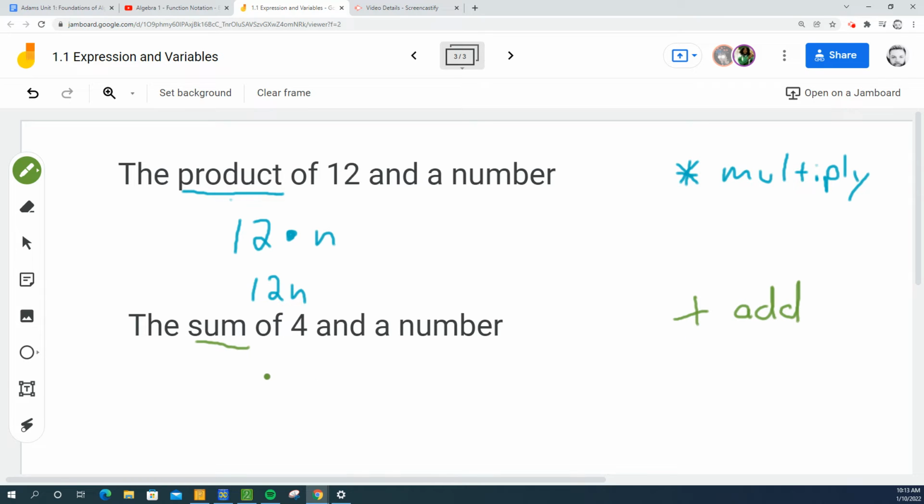So what do I write here? 4 plus a number. What's the number? Heck, I don't know. So what do I put in place of the number? A variable. And it could be x. It could be n. We'll just use n because number starts with n. But you could use x. If you wrote down x, you don't need to erase it. That's fine. All right. Any questions on that?